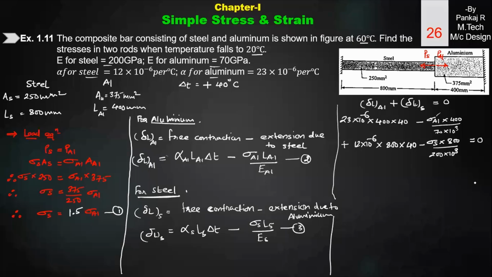So when you simplify this, you are going to get some equation in sigma A and sigma S. Okay, and that is equal to something. So you are going to get the second equation in terms of sigma, the stress in steel and stress in aluminum, and you have one more equation, the equation 1. So by using these two equations, you will be able to calculate sigma steel is how much and sigma aluminum is how much. Once you know sigma steel and sigma aluminum, you will also be able to calculate delta L for aluminum, and delta L for steel.